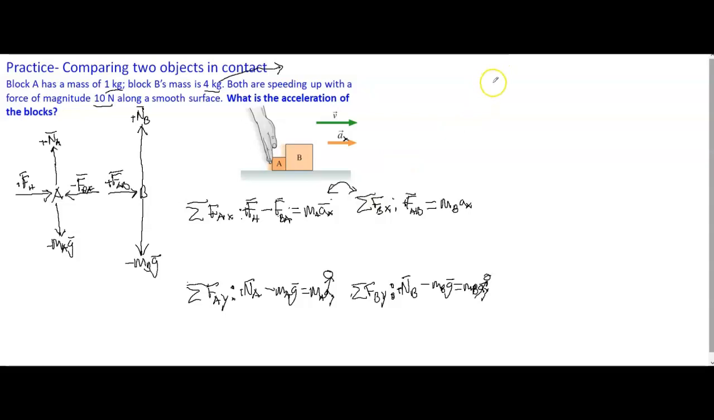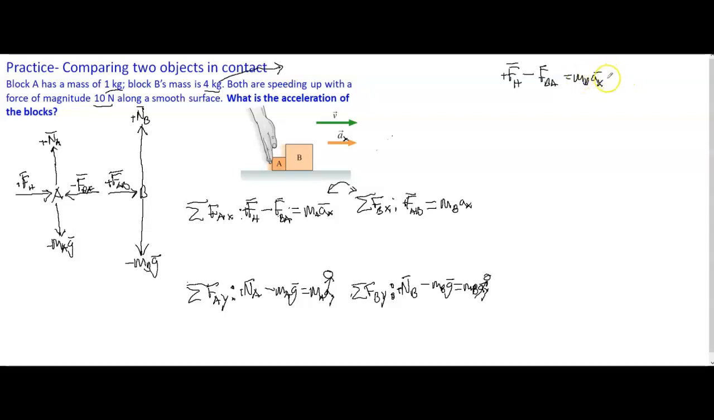All right, we're back. So I'm going to go ahead and mark and bring this equation on up to here. So I'm going to write it right here. F sub h minus F sub BA, force of block B working on block A. I'll put the little vector heads on there. That's equal to mass B times the acceleration in the x direction.